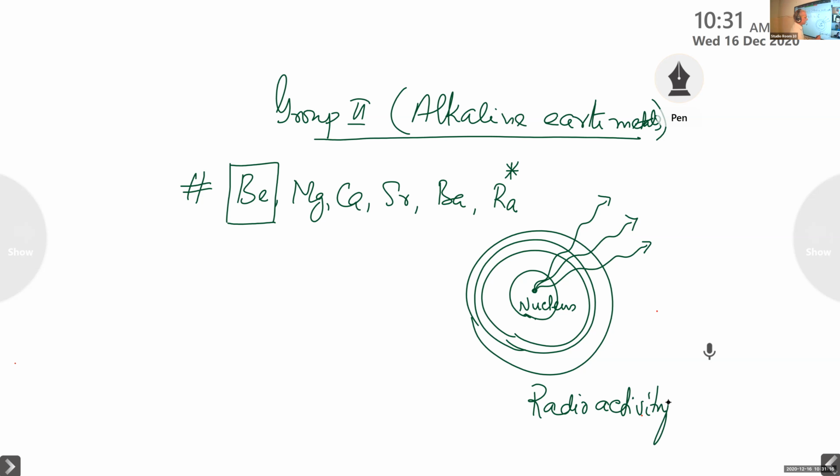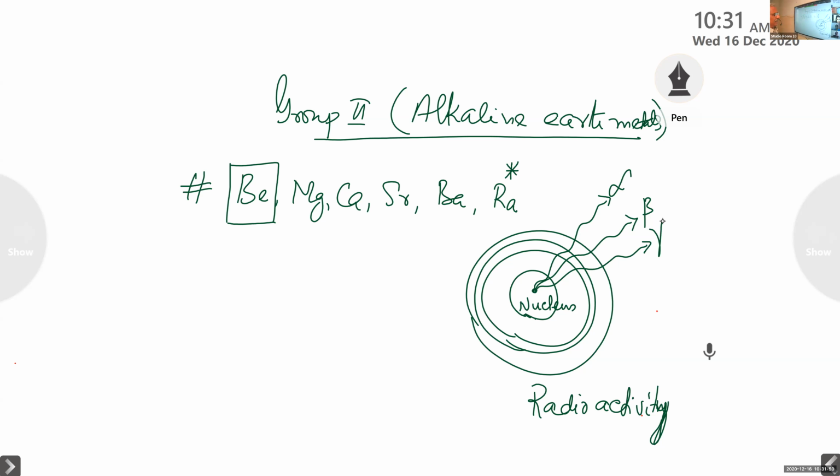Radioactivity was discovered by Henry Becquerel and studied in detail by Madame Curie. Radioactivity is the disintegration of the nuclei of certain atoms with the emission of some mysterious radiations. The mysterious radiations are of three types: alpha rays, beta rays, and gamma rays.